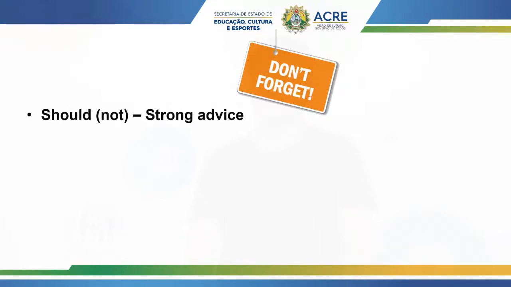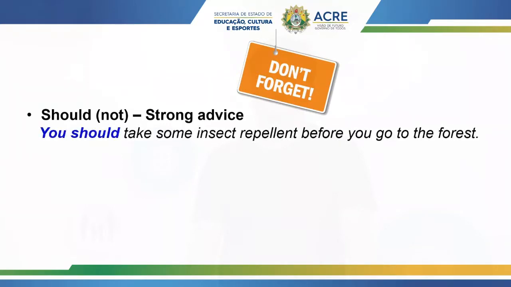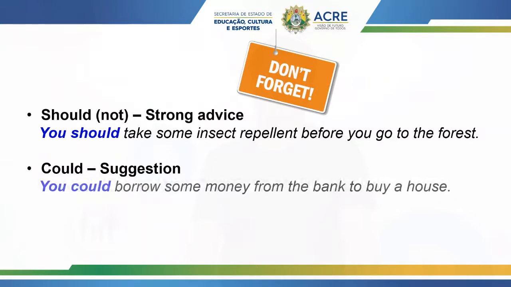Should or should not, shouldn't, it's like a strong advice. For example, you should take some insect repellent before you go to the forest. It's really important, right? Next, could. Could is more like a suggestion. You could borrow some money from the bank to buy a house.